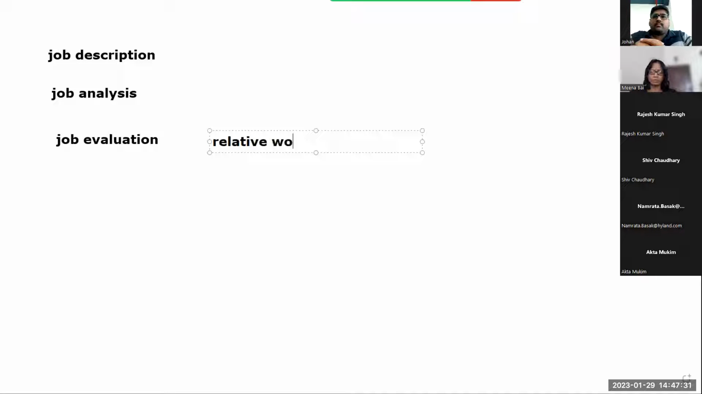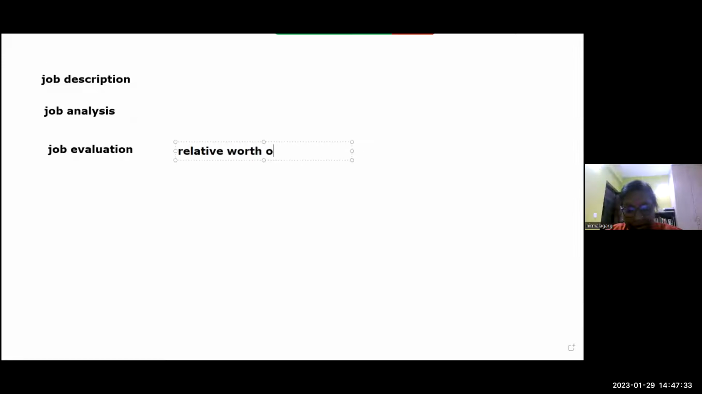Relative worth of the job in the organization. You have everything there in the PPT, but I'm just trying to emphasize the relative worth. It is not absolute worth. Is the job of Adir Chaudhary, whatever position you are, higher compared to Bhupesh? That's the meaning of relative worth.